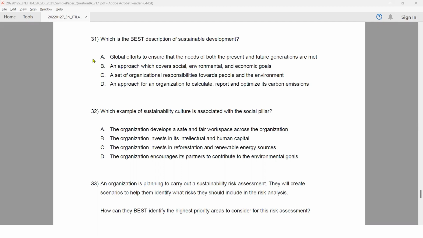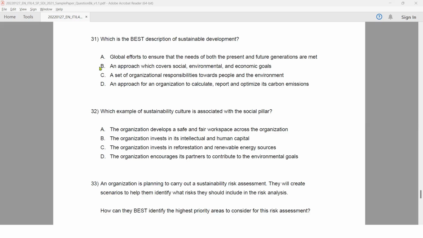When I take a look at the 4 options, to me, A and B appear to be somewhat connected rather than C or D. So let's look at those A and B closely. Option A, global efforts to ensure that the needs of both the present and future generations are met. This is an important phrase here, or an important statement. In fact, sustainable development is the set of processes, initiatives, and pathways to achieve sustainability at the global level. It's possible that A is the correct answer.